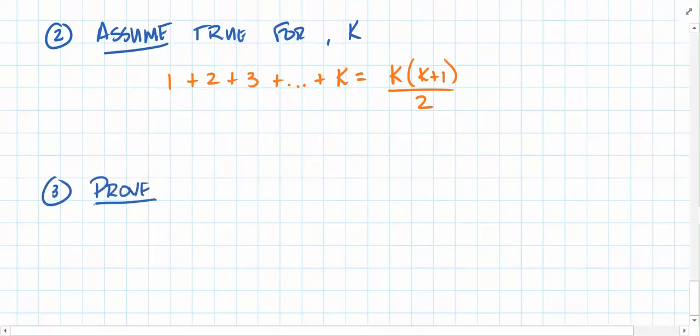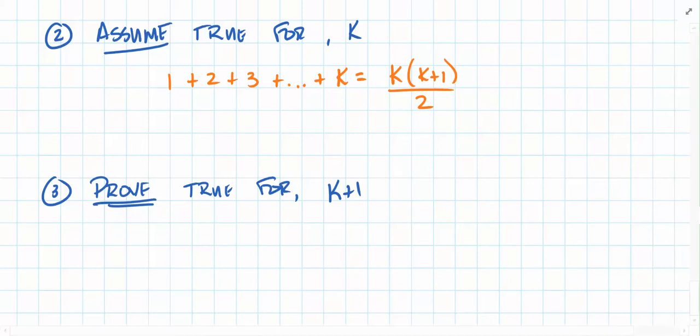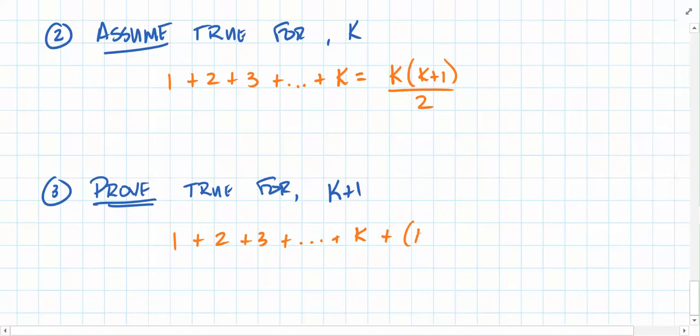We prove that this is true for what? The very next term, k plus 1. Okay? So yes, the answer is yes. You have to rewrite it. 1 plus 2 plus 3 plus yada, yada, yada plus k. Now we add on the next term. Okay? What would it be in this case? It'd just be k plus 1.